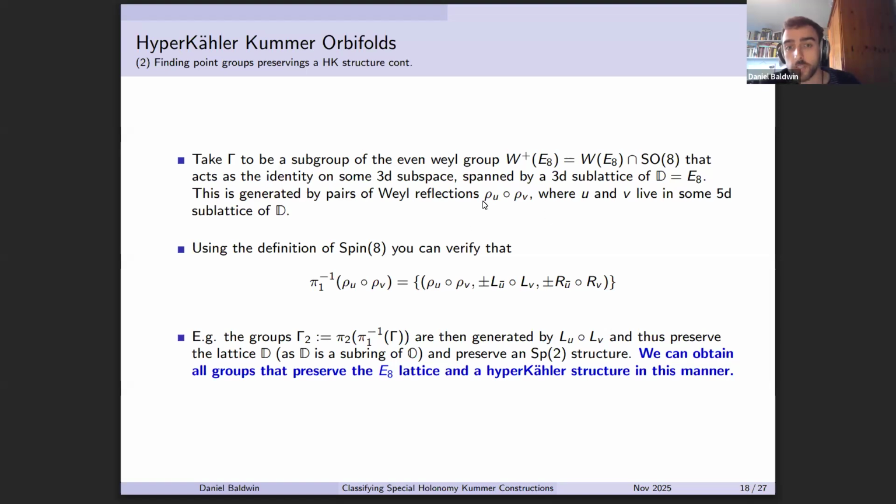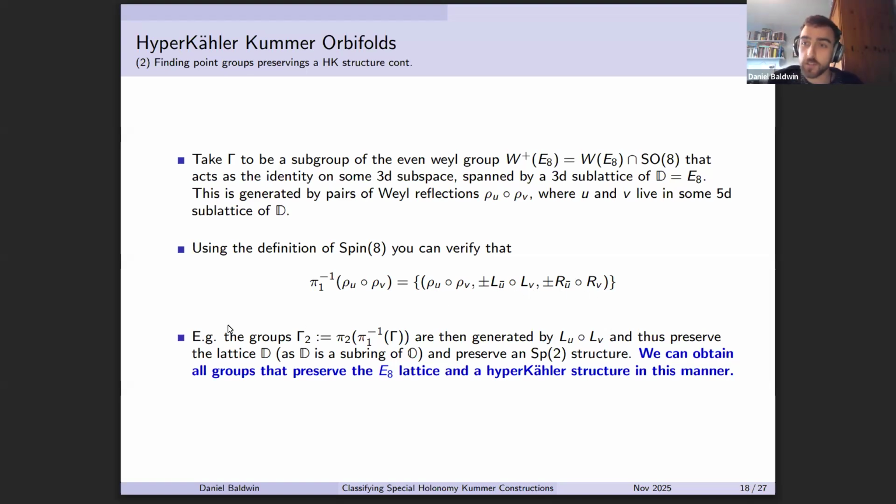Each of these gammas will be generated then by pairs of Weyl reflections. So these are just reflections through lattice vectors. And using the definition of spin 8 that I gave on the previous slide, you can show that the pre-image of a pair of Weyl reflections in spin 8 is this set of two elements. So you have the pair of Weyl reflections, and then you have a pair of left multiplications by octonions and a pair of right multiplications by octonions.